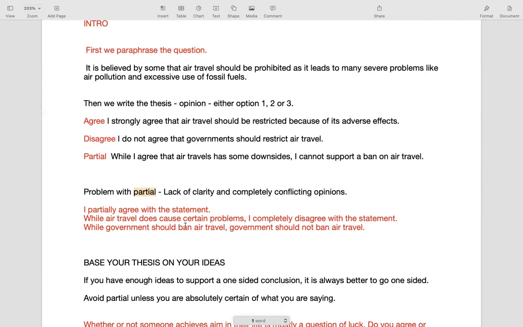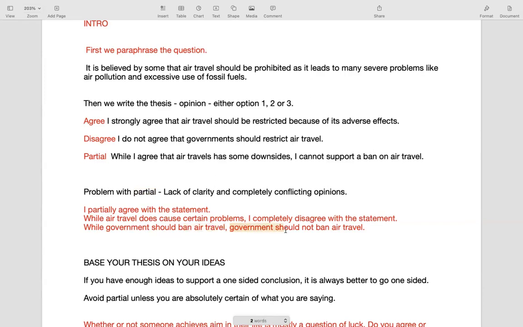And sometimes students do the exact opposite. They'll write both the things. In the first paragraph, they'll end up writing government should ban air travel. In the second paragraph, they'll end up writing government should not ban air travel. It becomes totally conflicting. Some students come to me and they say, sir, we'll write a 70-30 approach. Two paragraphs for agree, one paragraph for disagree. That makes no sense. In two paragraphs, you're going to say there should be a ban. In one paragraph, you're going to say there should not be a ban.